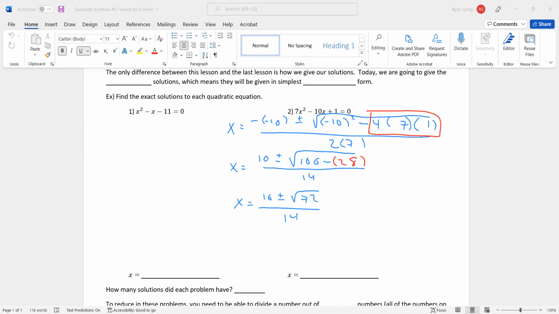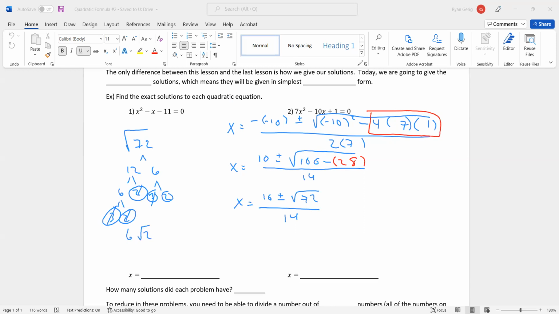And we're at that point where we need to break it down. So I'm going to go over here and break down 72. 12 and 6. 6 and 2. 3 and 2. 3 and 2. So I've got a pair of 2s and a pair of 3s. That's 6 on the outside, radical 2 left over.